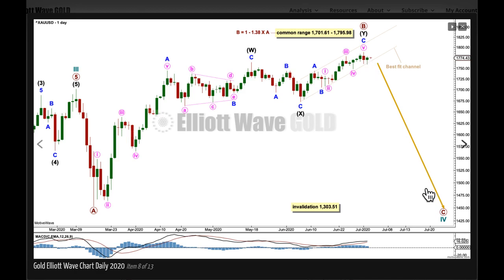Once we have some downward movement below the channel, then I'd start to calculate targets for primary C. I'm not prepared to do that while price remains within the channel. And it is, of course, still possible that intermediate wave Y could continue higher. That's why I'm not giving you an upper invalidation point. This final fifth wave most certainly could extend higher.